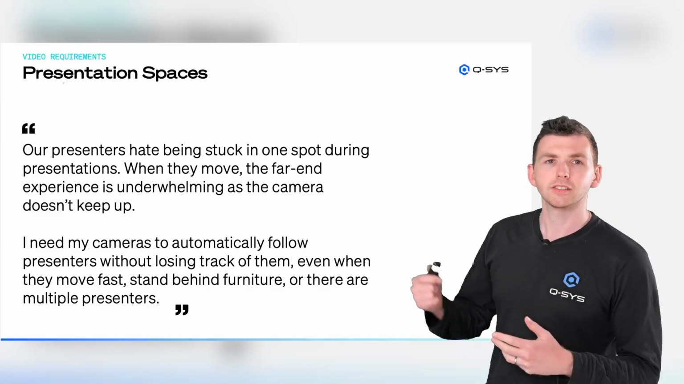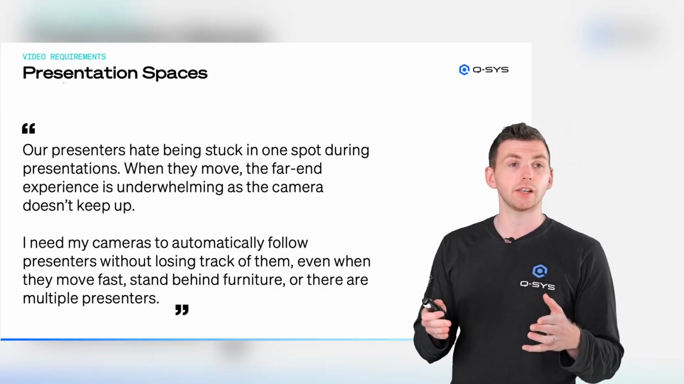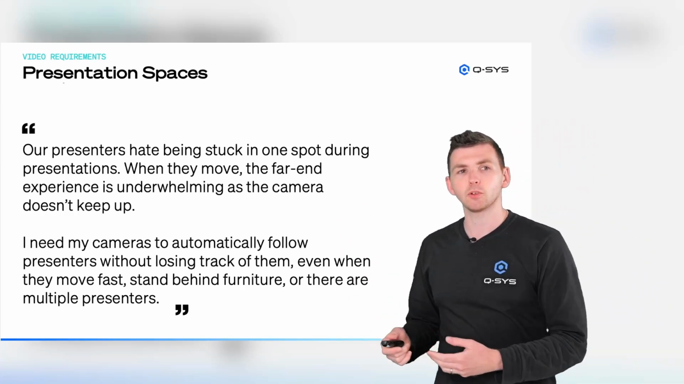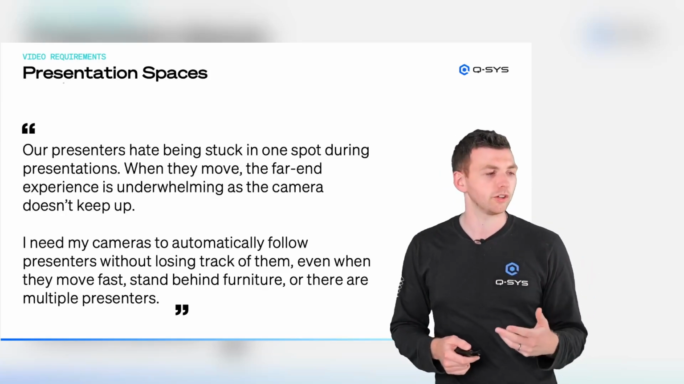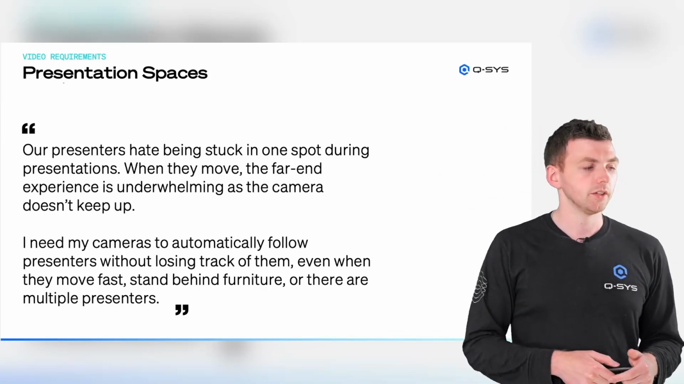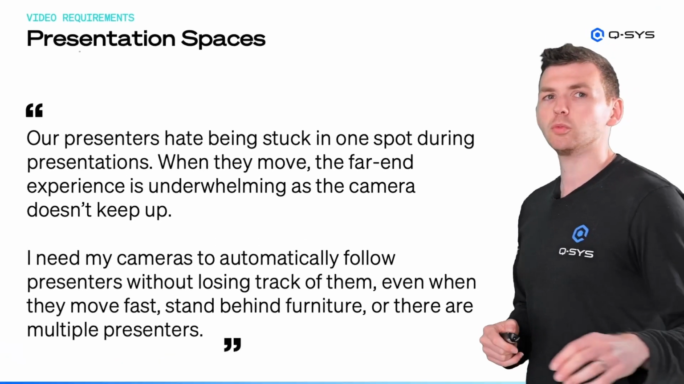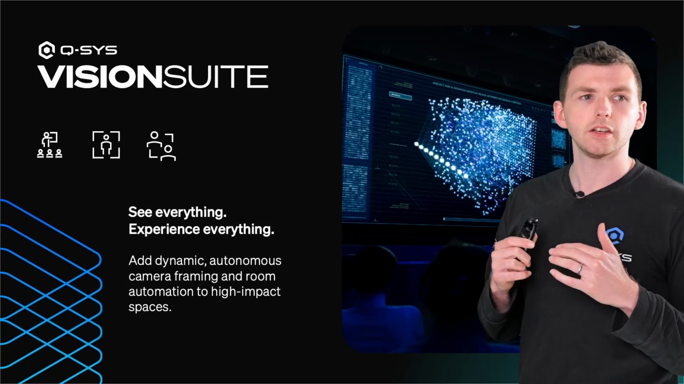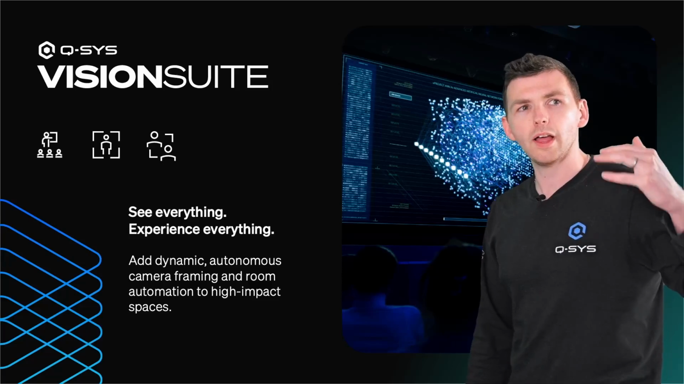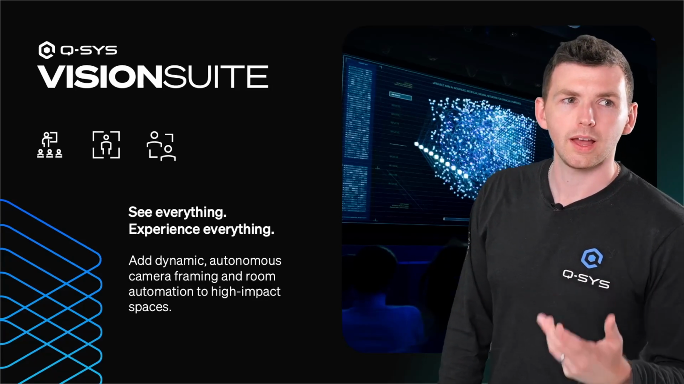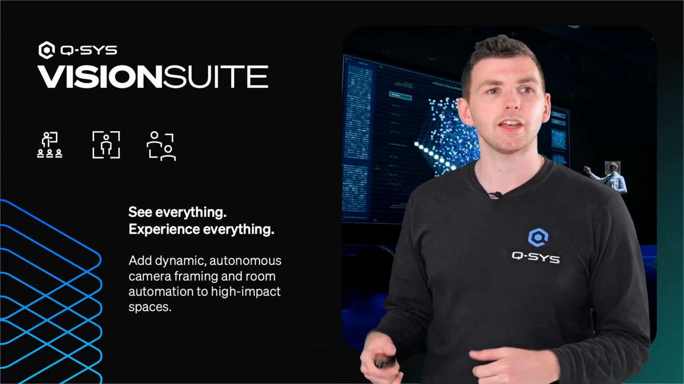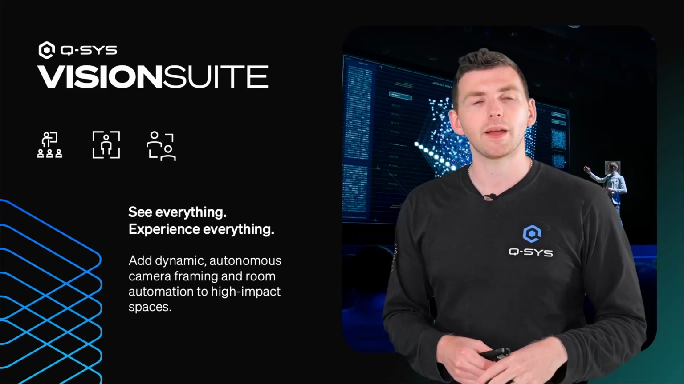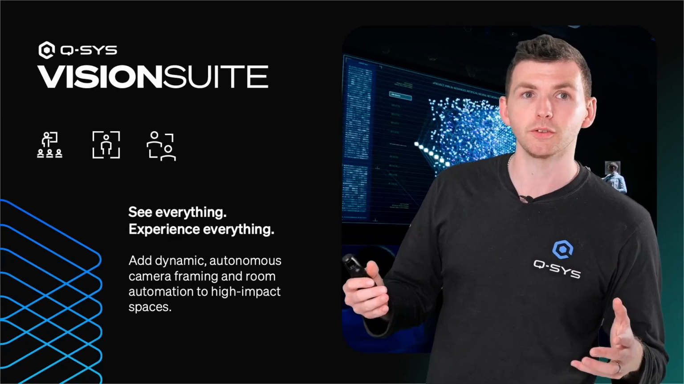Also with presenters, sometimes they have to stay in one spot to be seen, they have to stay on the lectern because there isn't some kind of camera automation. And of course, even if they have got camera automation, it might lose track of them if they're stuck behind furniture or if there's multiple presenters, something like that. So we mentioned this briefly earlier, but this is where Q-SYS Vision Suite comes in. Now, Q-SYS Vision Suite is something that you can add to any Q-SYS system, which adds a whole extra layer of video and audio AI. And the outcome of that is that you've got dynamic camera framing and room automation based not only on computer vision, but also based on all of the data from the intelligent microphones in the space.